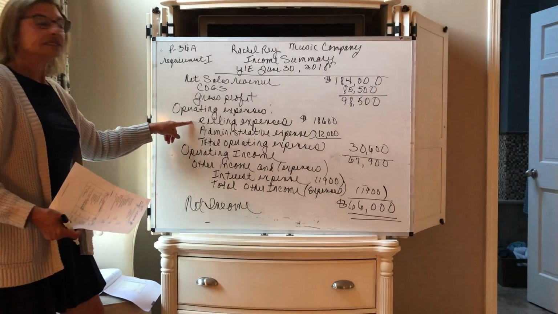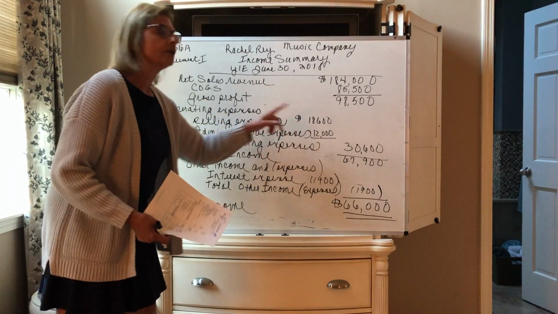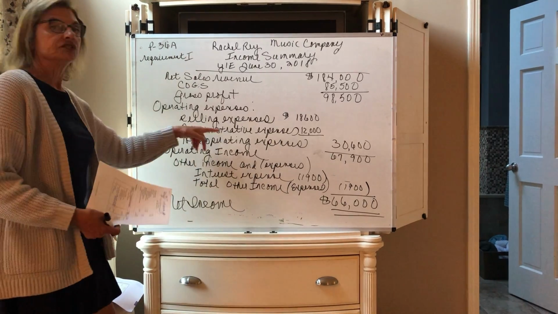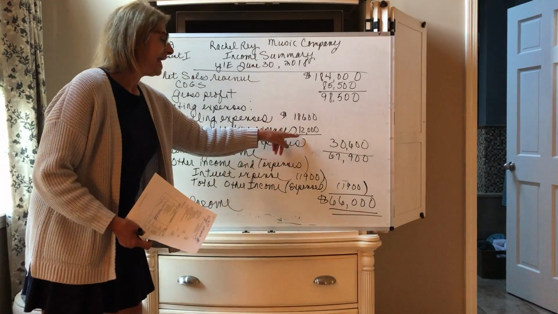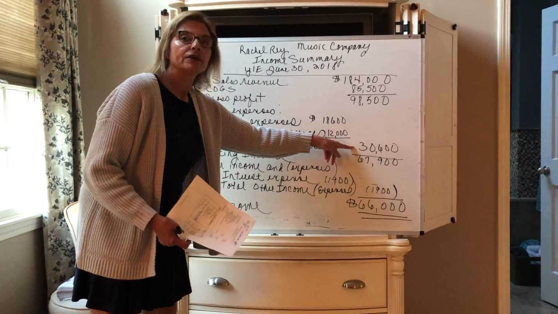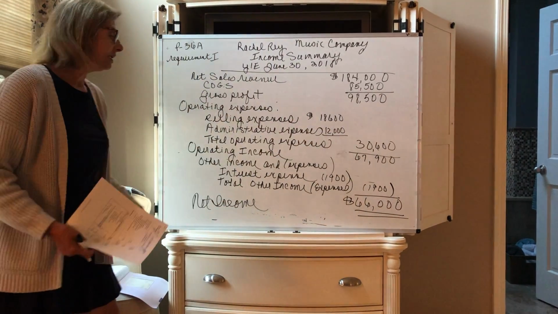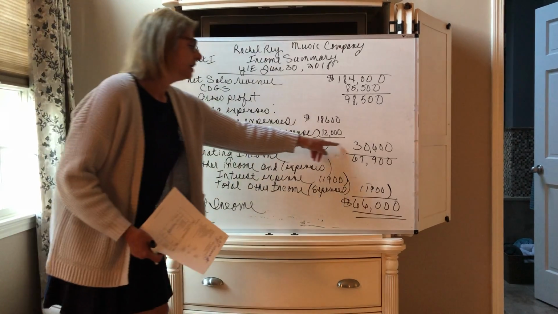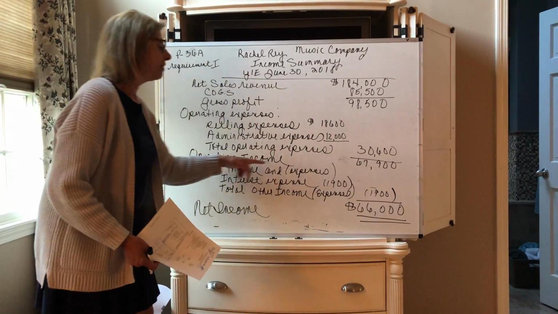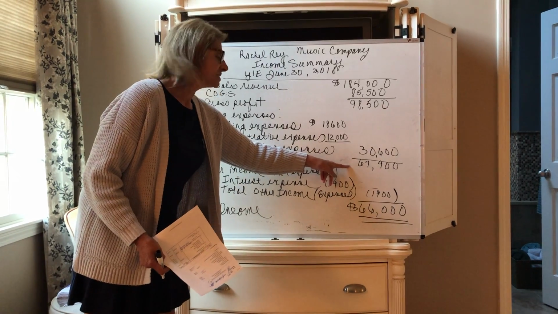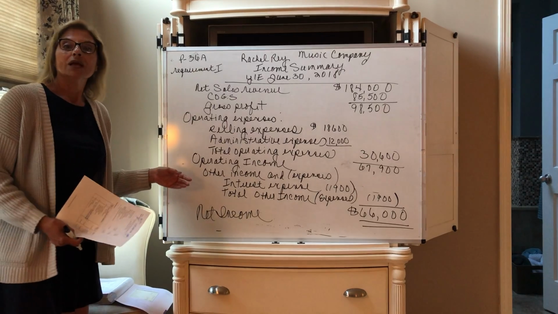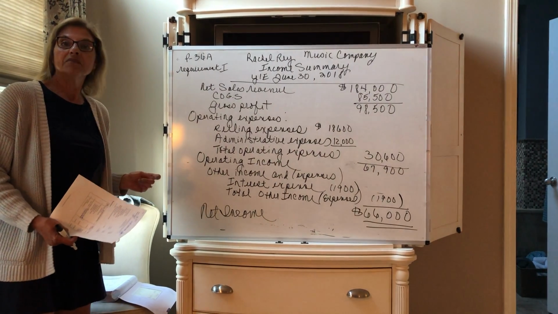So they combined the selling expenses to 18,600. They combined all the administrative expenses that don't have anything to do with selling at 12,000. So together they come to 30,600 total operating expenses that I have here. That means operating income, we're not going to answer that right now, is 67,900. But we're not done because we have other income and expenses.